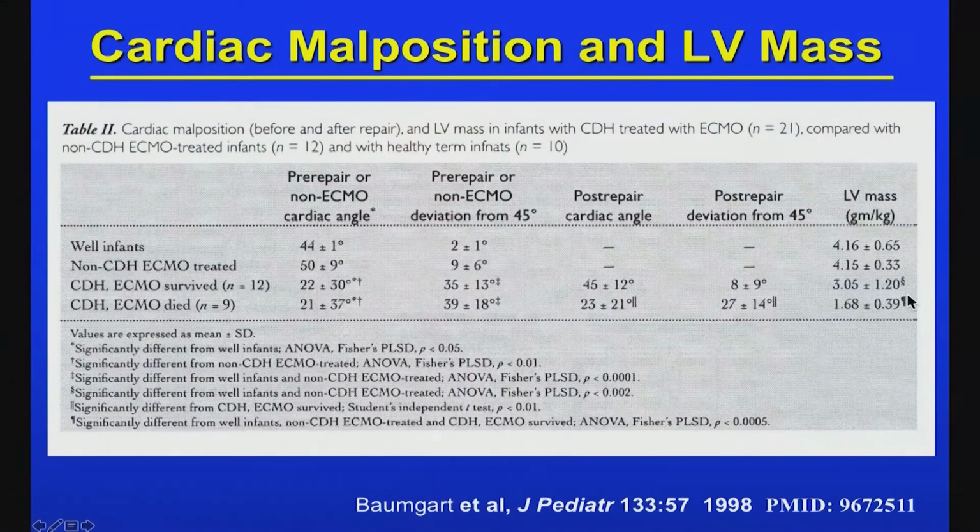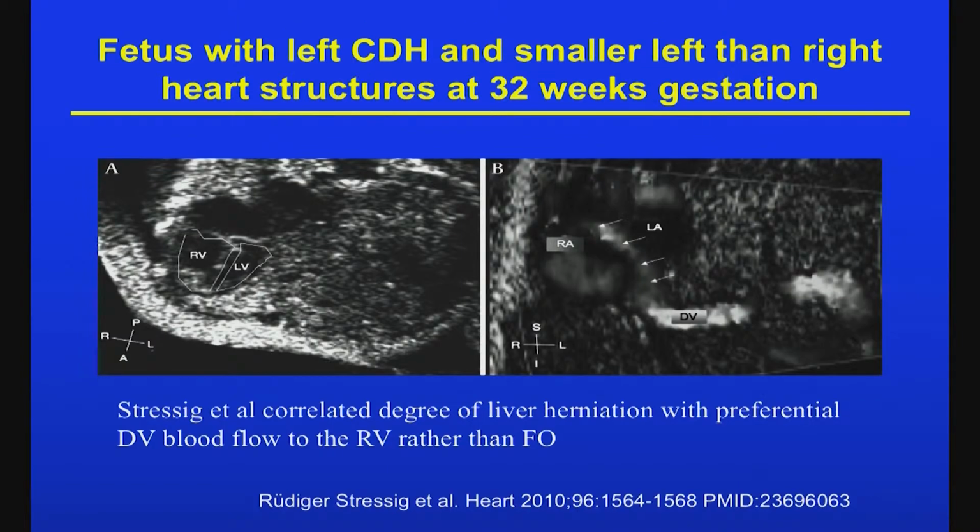Steve Baumgart years ago showed that in well infants, compared to non-CDH babies or non-CDH ECMO-treated babies, CDH babies had a markedly lower LV mass. He looked at this cardiac angle, which was how much displacement there was with left-sided diaphragmatic hernias in terms of the relationship of the interventricular septum to the spine. And the more displacement there was, the worse was the LV growth.